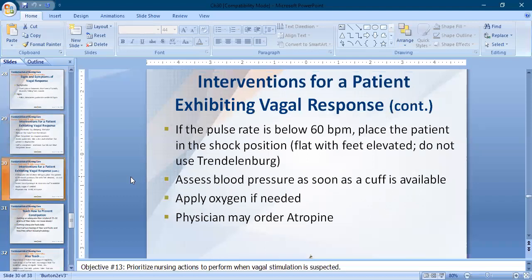And what intervention? If the pulse rate is less than 60 beats per minute, place the patient in a shock position, meaning Trendelenburg posture. Trendelenburg posture means head is down and feet are elevated. Why do we do this? To increase the blood flow to the brain. Assess the blood pressure, right? Also apply oxygen, put on the oximetry, check the oxygen level, give oxygen. Also the physician may order atropine.